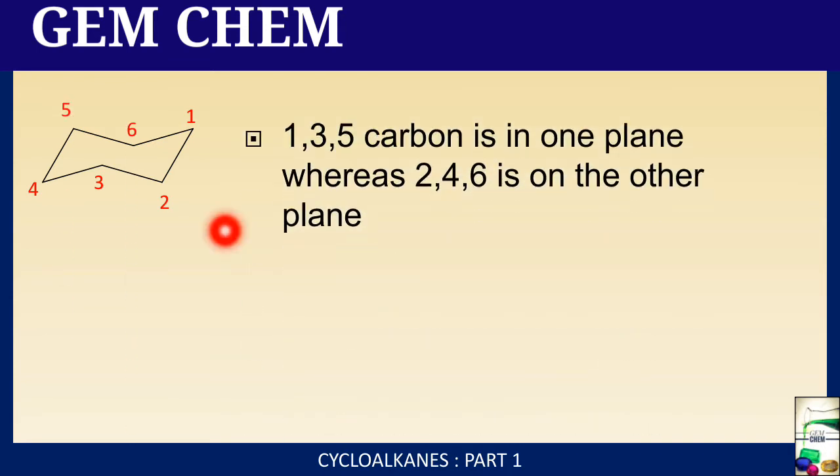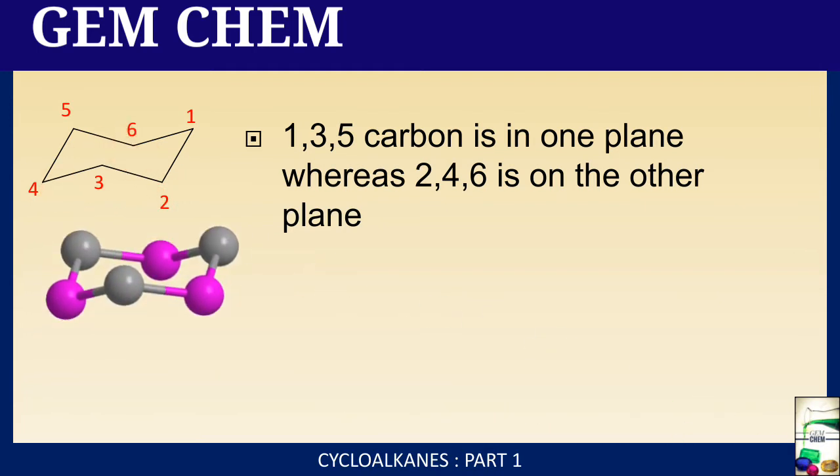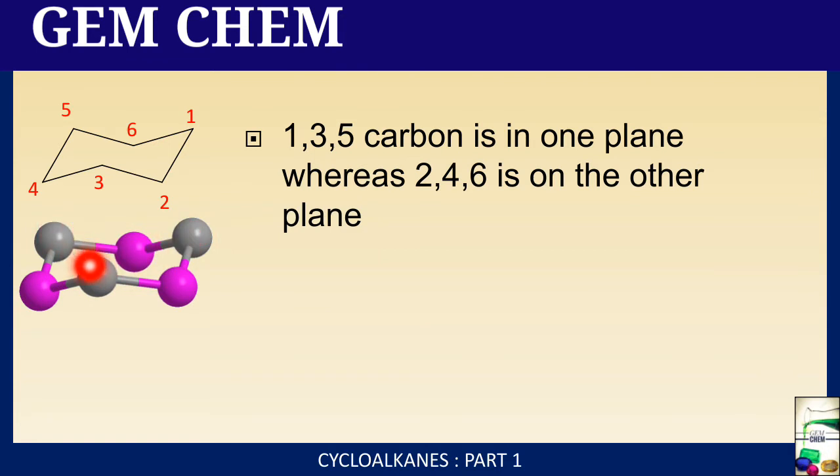And carbon number 1, 3 and 5 lie above the plane, whereas carbon number 2, 4 and 6 lie below the plane. If we want to see it, these are the carbons lying above the plane, whereas these pink carbons lie below the plane. And if you see here, this bond is always parallel to this bond, whereas the blue bond is always parallel to this blue bond, and this green bond must always be parallel to this bond. So these are the essential criteria while drawing a cyclohexane ring.